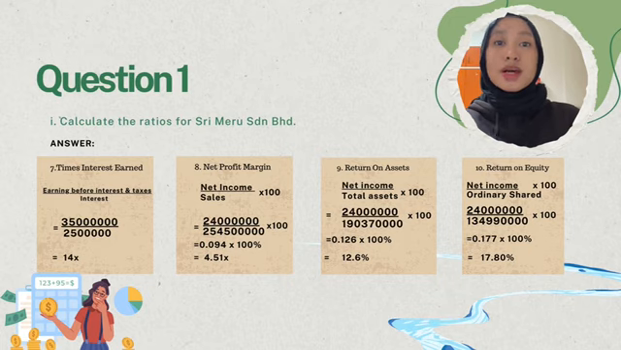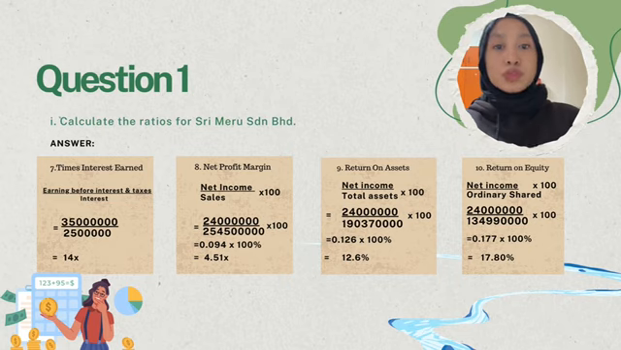Number 10 is return on equity. This is how I calculate return on equity of Seri Meru Sendirian Berhad. The formula is total net income divided with ordinary share times with 100, which is 55380000 divided with 134990000 times with 100, and the total amount is 70.80%.